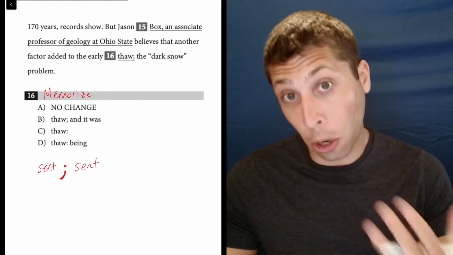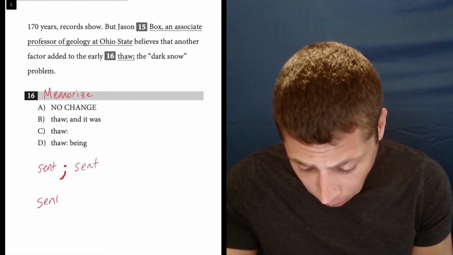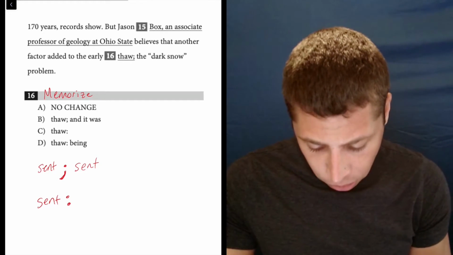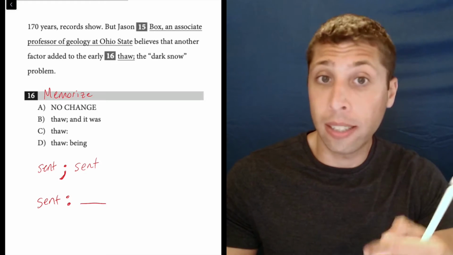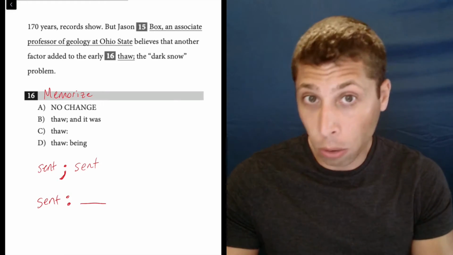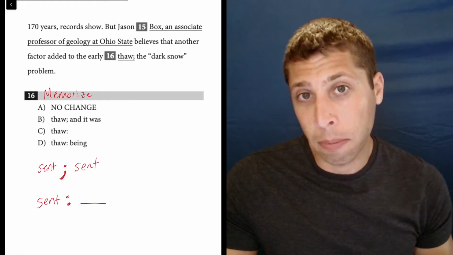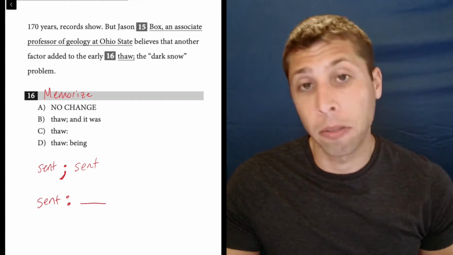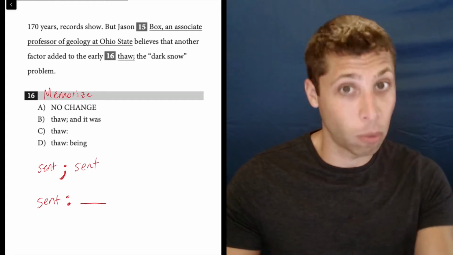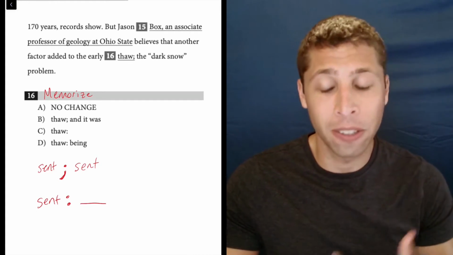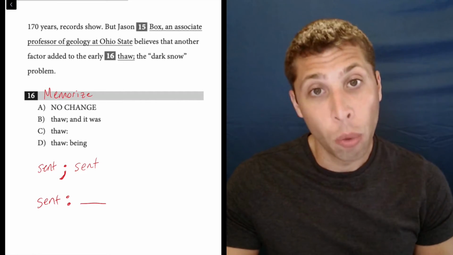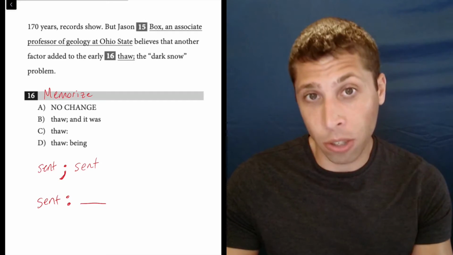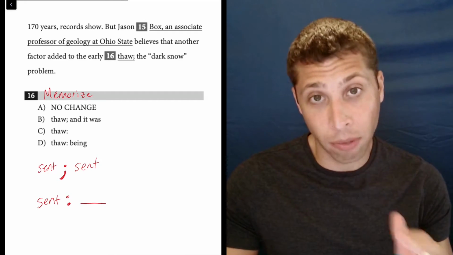The rule for the colon is similar, but it's not as strict. So with the colon, we do need to have a complete sentence before the colon, but afterwards we have some flexibility. We could have a sentence, that's possible. We could have a list, that's what we normally associate with colons, but we could also just have one word. We have a lot of flexibility afterwards, so we'll get to that. But let's start with the easier one. Complete sentences before and after for the semicolon.